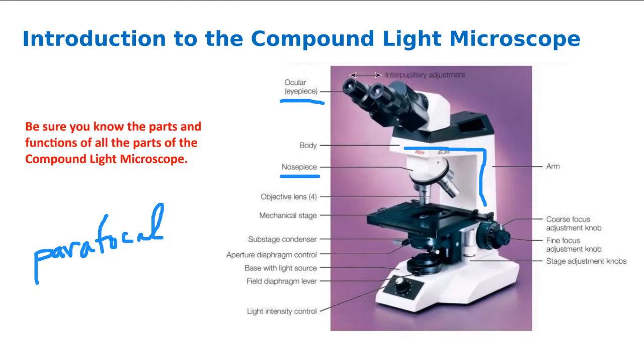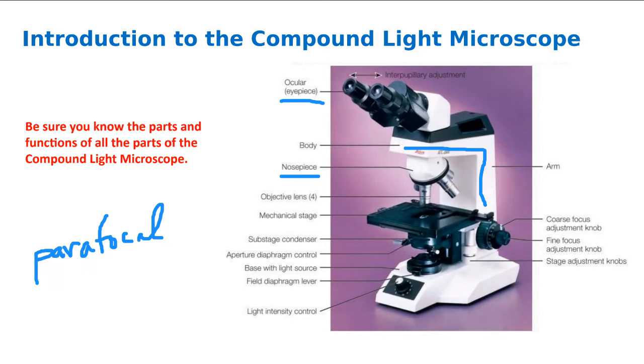And that's really important because with certain scopes, you're looking at one and you want to go to the next, and you have to start all over. You don't have to do that here. You can just move from one to another, including the oil lens, okay?